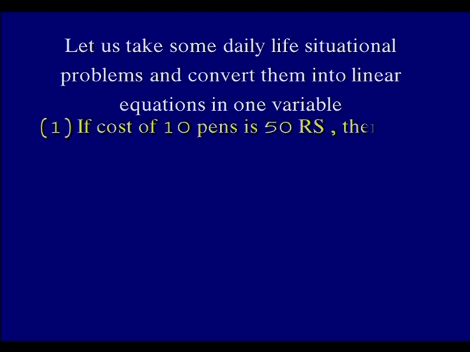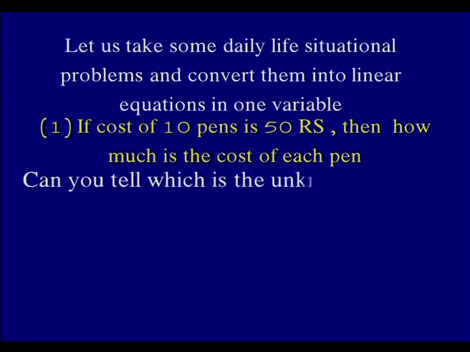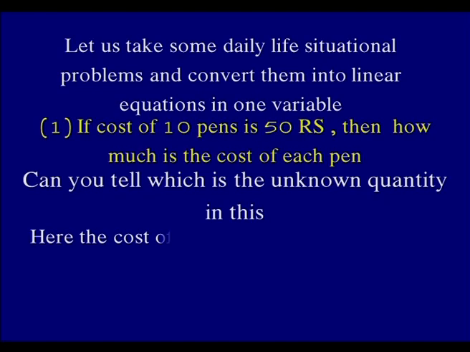First example, if the cost of 10 pens is 50 rupees, then how much is the cost of each pen? Can you tell which is the unknown quantity in this? Because the number of pens is given. How many pens are there? 10 pens. And what is the total cost of 10 pens? 50 rupees. But what is the unknown quantity? Yes, very good. Here the cost of a pen is an unknown quantity.